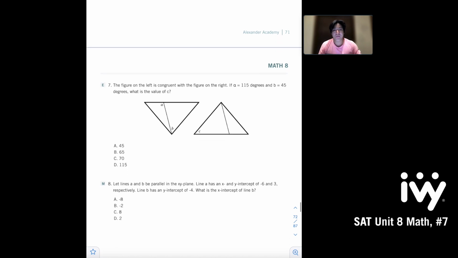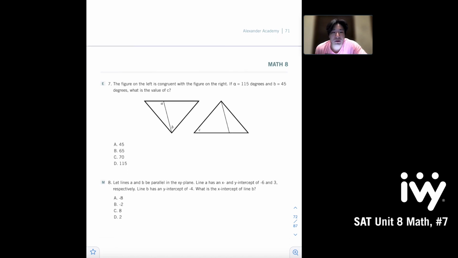Okay, question 7. The figure on the left is congruent with the figure on the right. If A equals 115 degrees and B equals 45 degrees, what is the value of C? So, first of all, since they're congruent, let's draw C into this diagram on the left. C is right here, which means C must also be right here in this diagram.